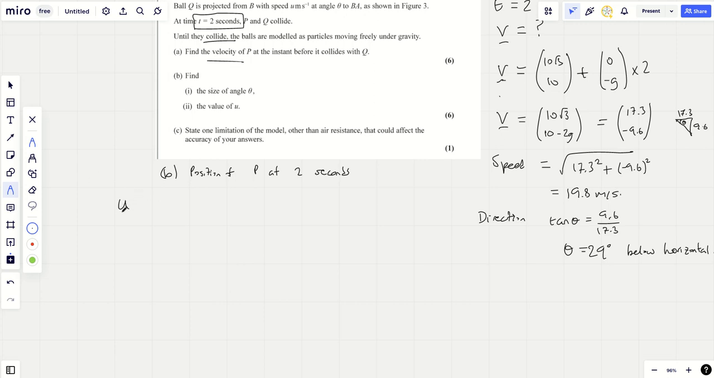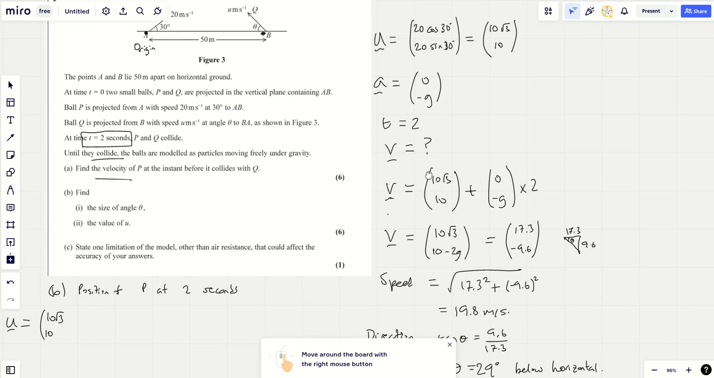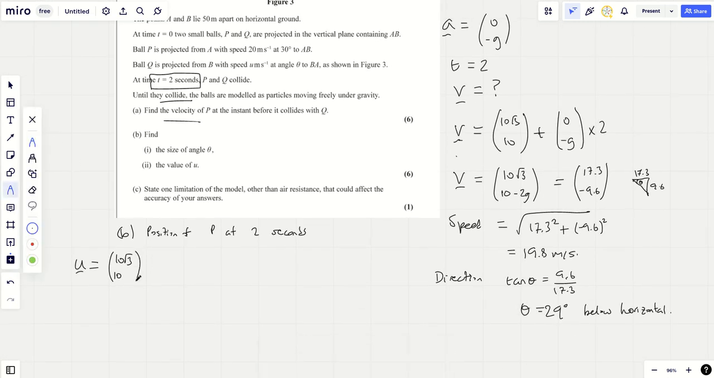We've still got U is 10 root 3 and 10. I think that was right for U, wasn't it? Let's have a look. 10 root 3 and 10. You've got a is 0, minus g. You've got t equals 2, and you're looking for s. So s equals ut, so that's going to be (10 root 3, 10) times 2, plus a half at squared, so times by 2 squared.